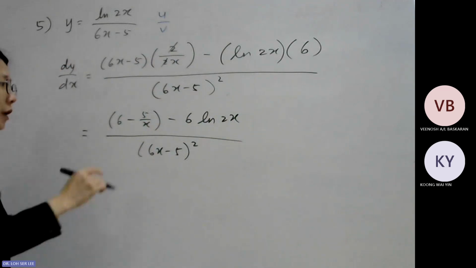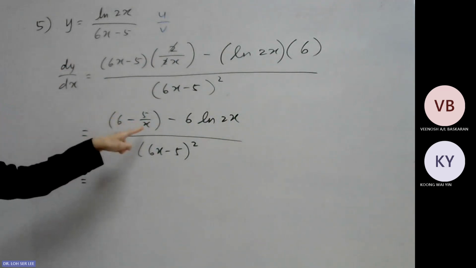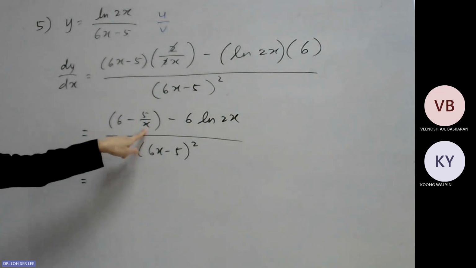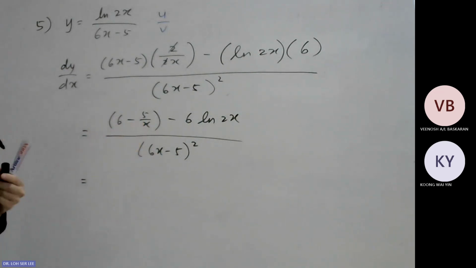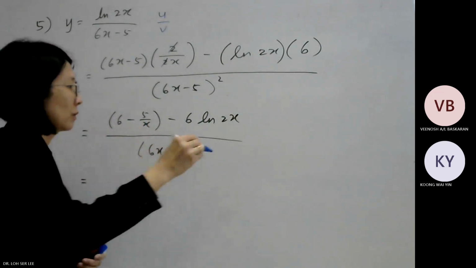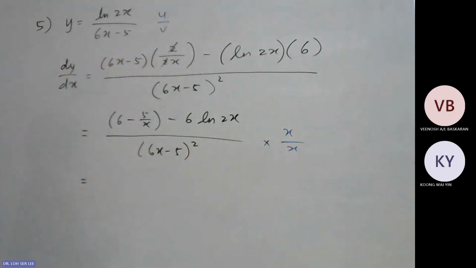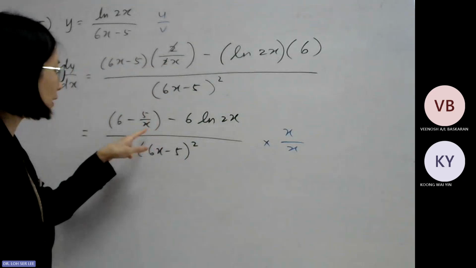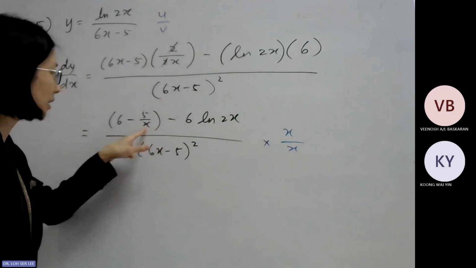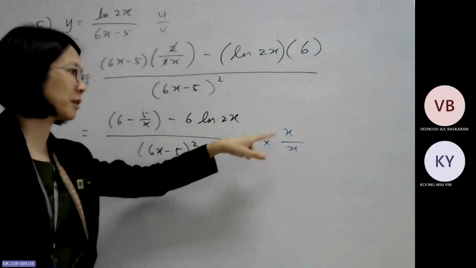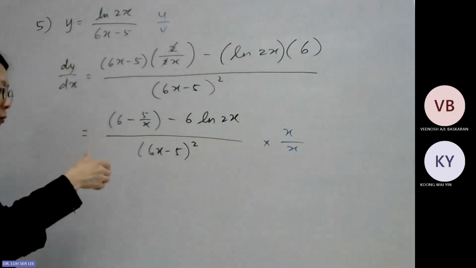Okay, so if we want to eliminate the x here, what we do, we multiply x over x. Okay, we don't change the question. Now I just want to eliminate the x here, so we times x over x. We don't change the question because after canceling out, we just multiply by 1.